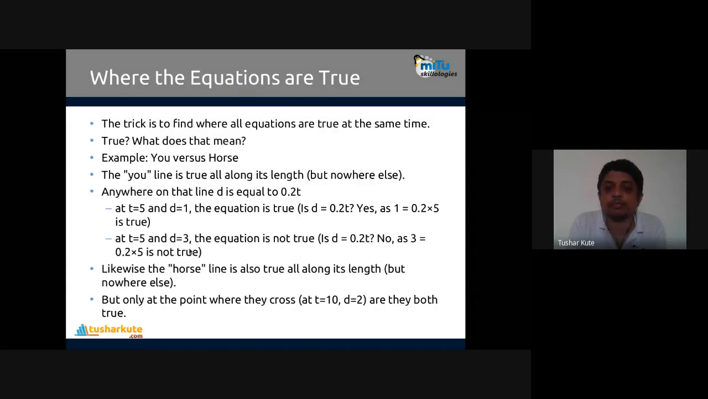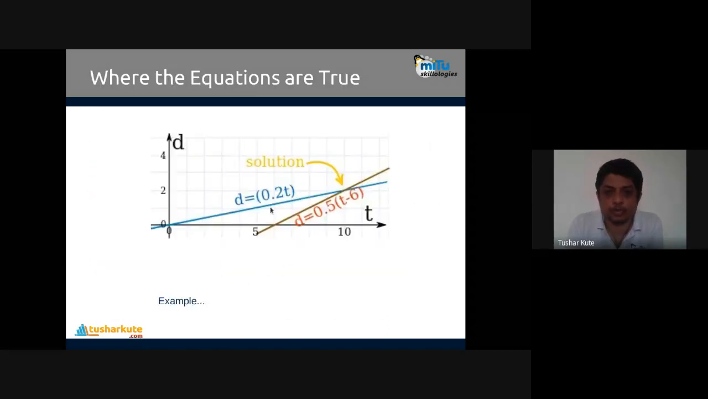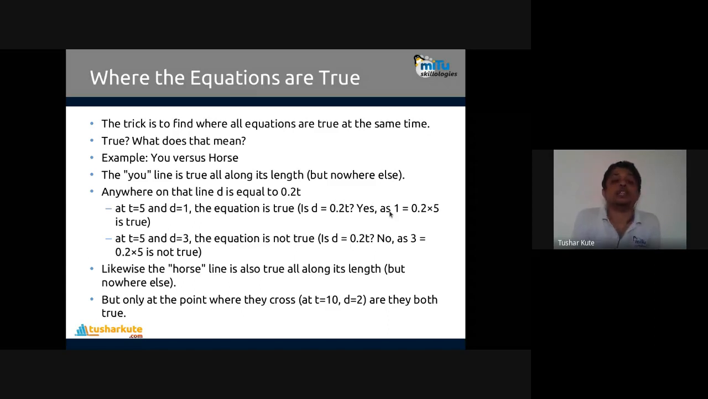So you can check it. This is not true. The first is correct. Okay, that's what we have checked. But the second case is not crossing at d equal to 3. D equal to 3 is not there. We have not even reached the distance 3 before that. See, distance 3 will be crossed somewhere here, but before that, the horse has caught you at this particular point. That's why the problem is there. Remember? So likewise, the horse line is also true along its length, but nowhere else.